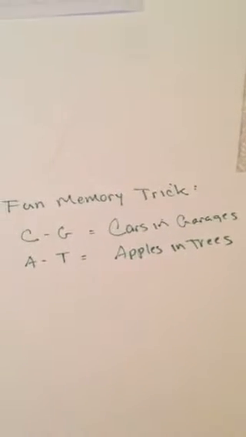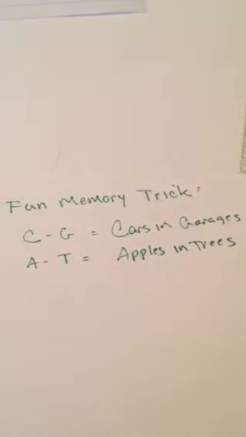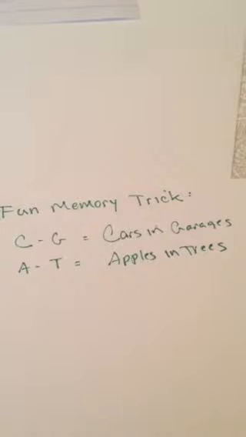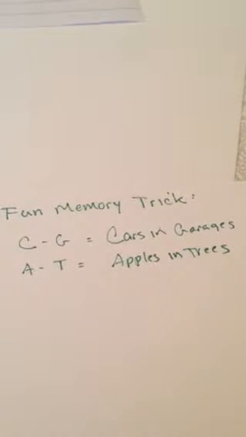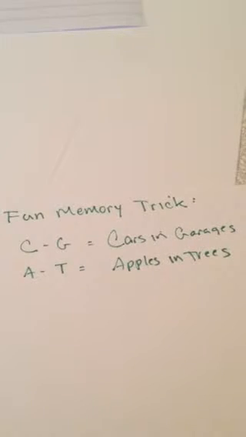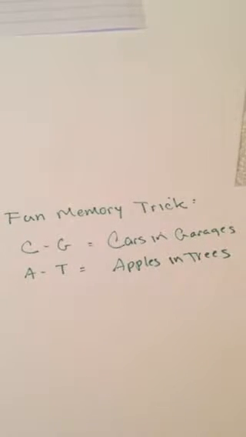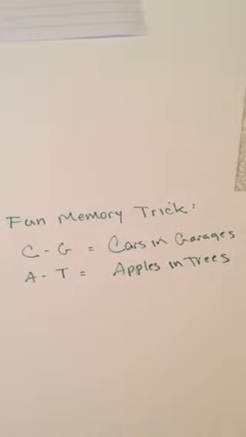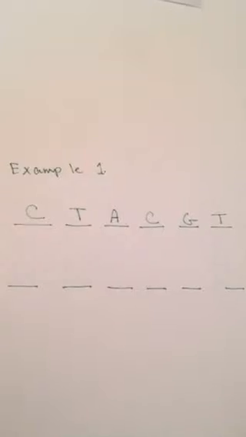We have a fun memory trick that we can use to help us remember this. So we have C and G. We can remember by saying cars and garages. And then we have A and T, apples and trees. So cars and garages, C and G, A and T.